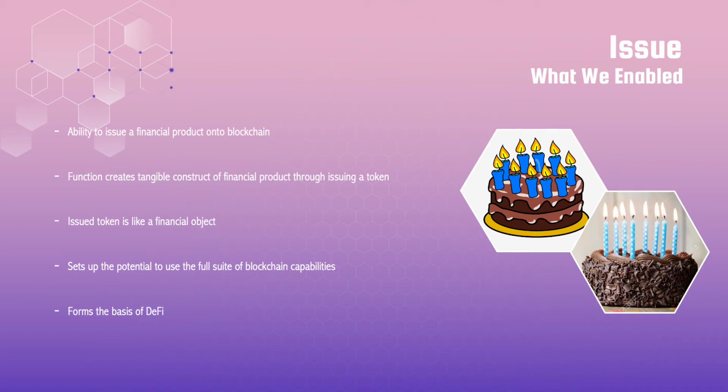Whereas traditional systems compile loan information, which can be compared to having a picture of a cake, financial objects are like having an actual cake, which you can tangibly interact with. Although a simple example, this functionality sets up the potential to utilize the full suite of blockchain capabilities. And ultimately, it forms the basis for decentralized finance.